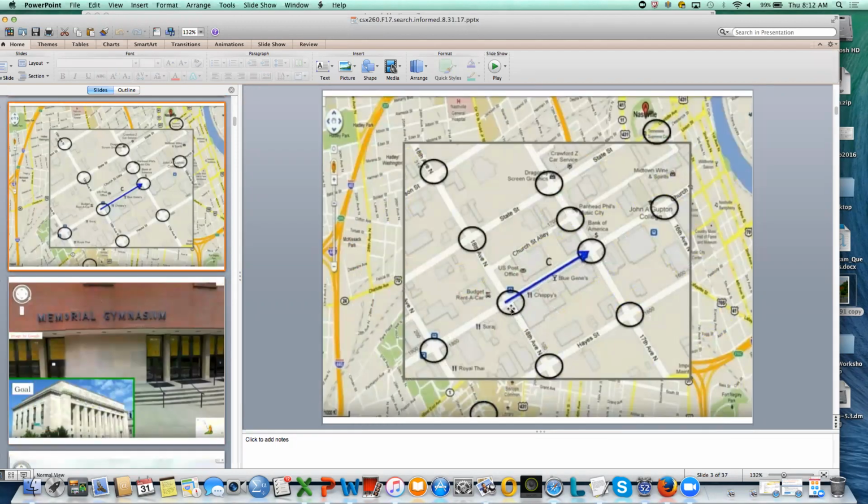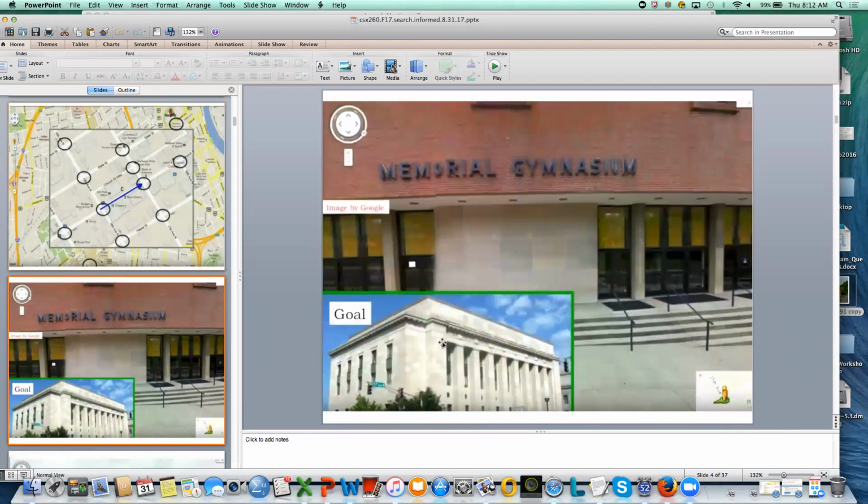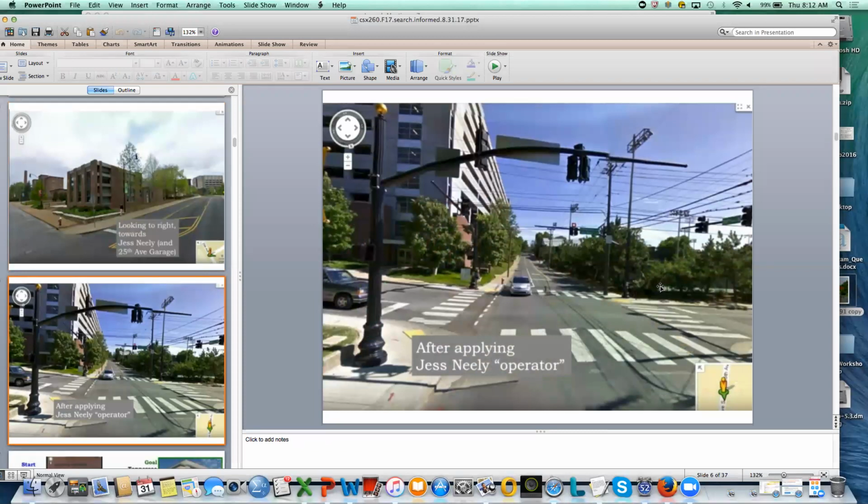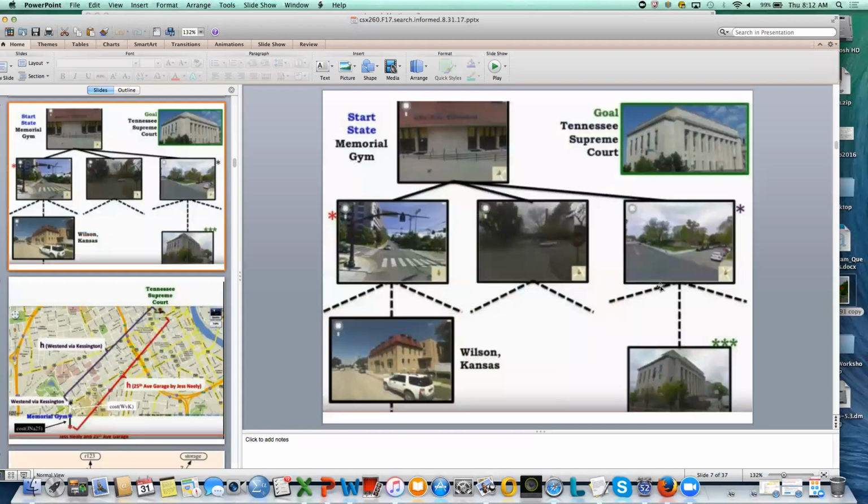We have certain operators. So if we're at Memorial Gym and we're trying to get to the Tennessee Supreme Court, imagine that we're in front of Memorial Gym. We're looking outward. And one operator we can take is to go towards 25th Avenue Garage. And if we take that operator, we come to another intersection. That operator has come with a cost. Again, we're searching virtual space. So we've not actually used that cost, but in taking that virtual operator in Google Earth, we can assess an estimate of what the actual cost would be in a real physical space.